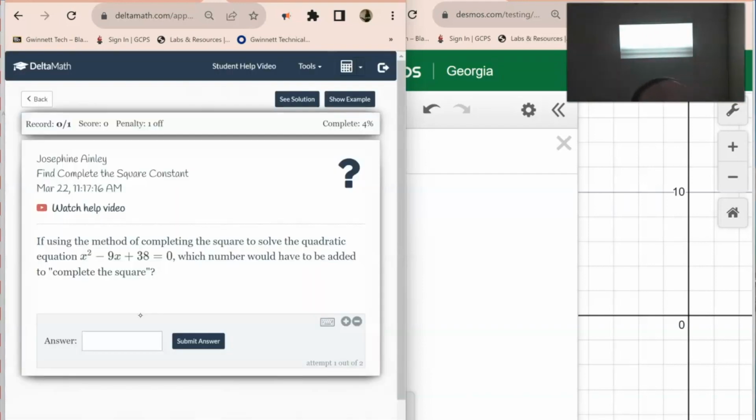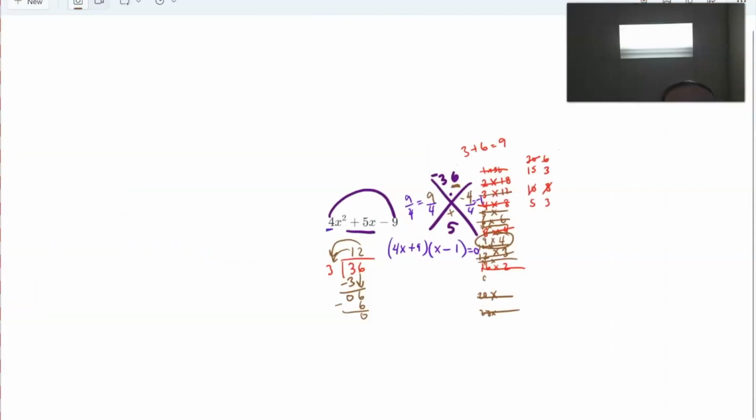All right, complete the square constant. So we're not actually working it all out. We're just completing the square. So to do that, it's just like it's asking what are really the first steps.